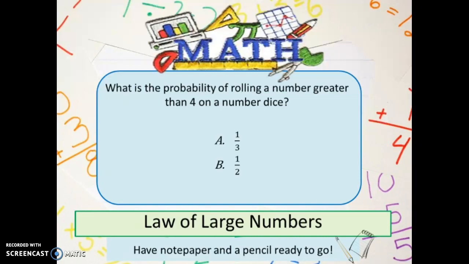As you know, I am out this week at PSSA, so you will be completing this Ed Puzzle to learn the law of large numbers. We're going to start with a review.